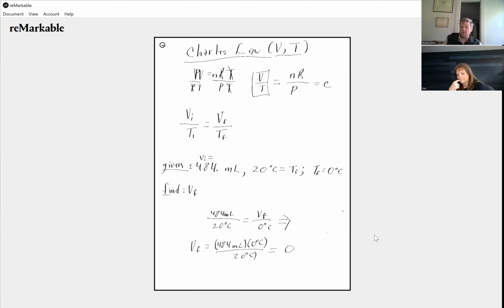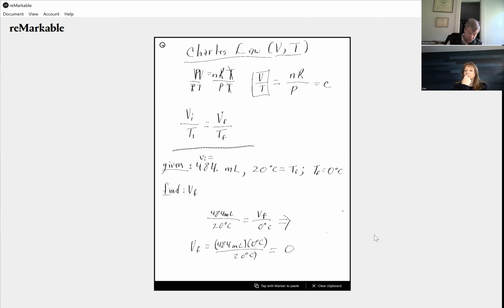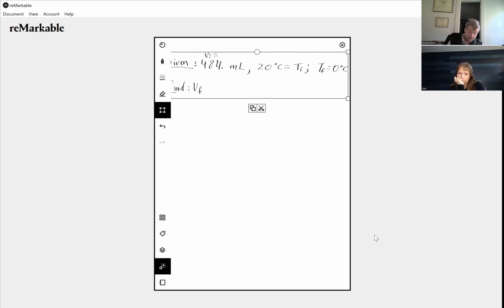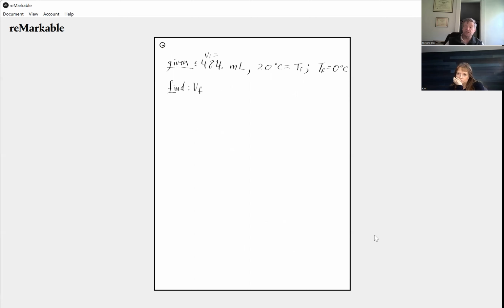But remember, we have not one, but 2 cardinal rules. The first cardinal rule, make sure you have consistent units, which we have. The second cardinal rule we have violated because our temperature is not in an absolute scale. So before we can do this calculation, we must make sure that our temperature is in an absolute scale. To convert to Kelvin, just add 273.15 to our degrees Celsius.